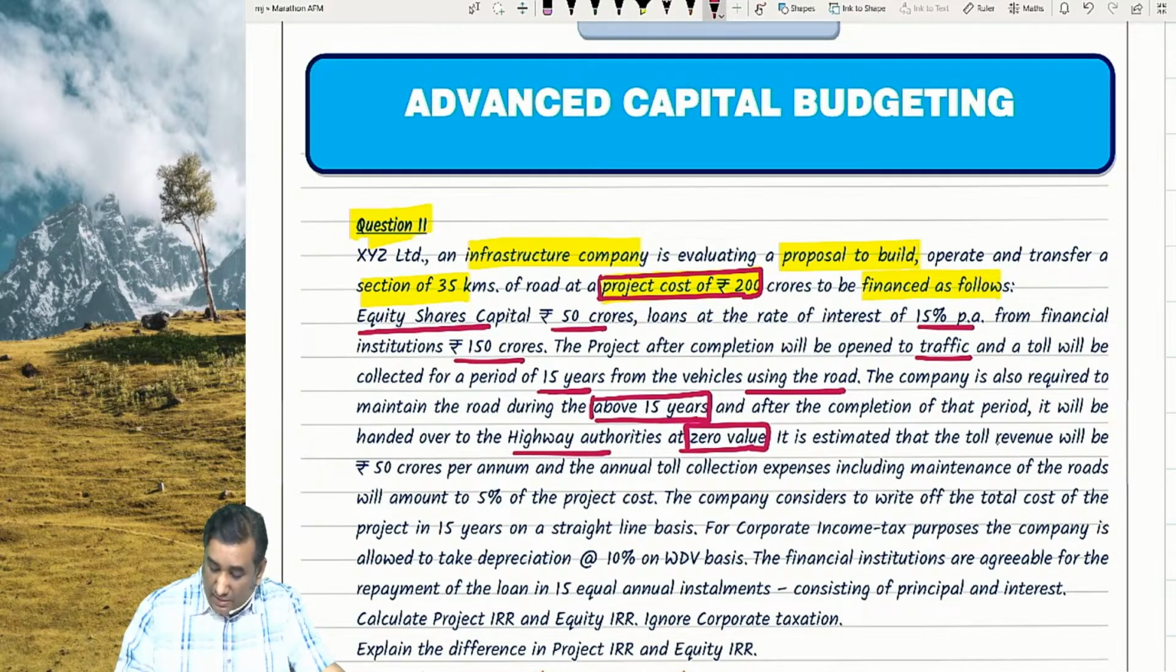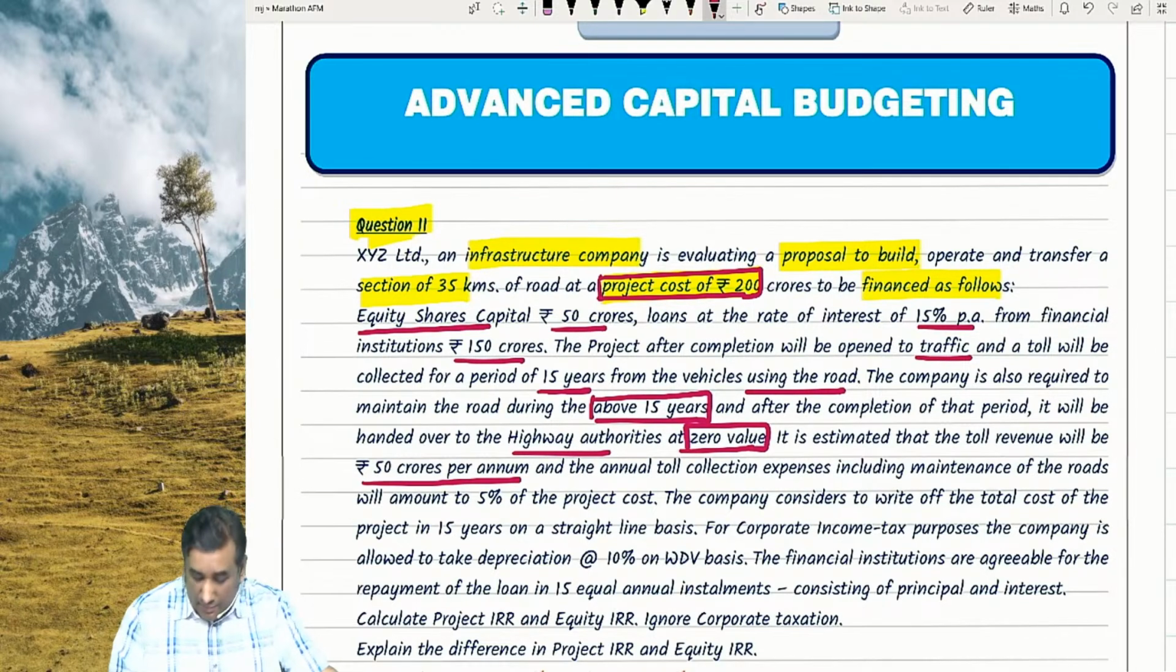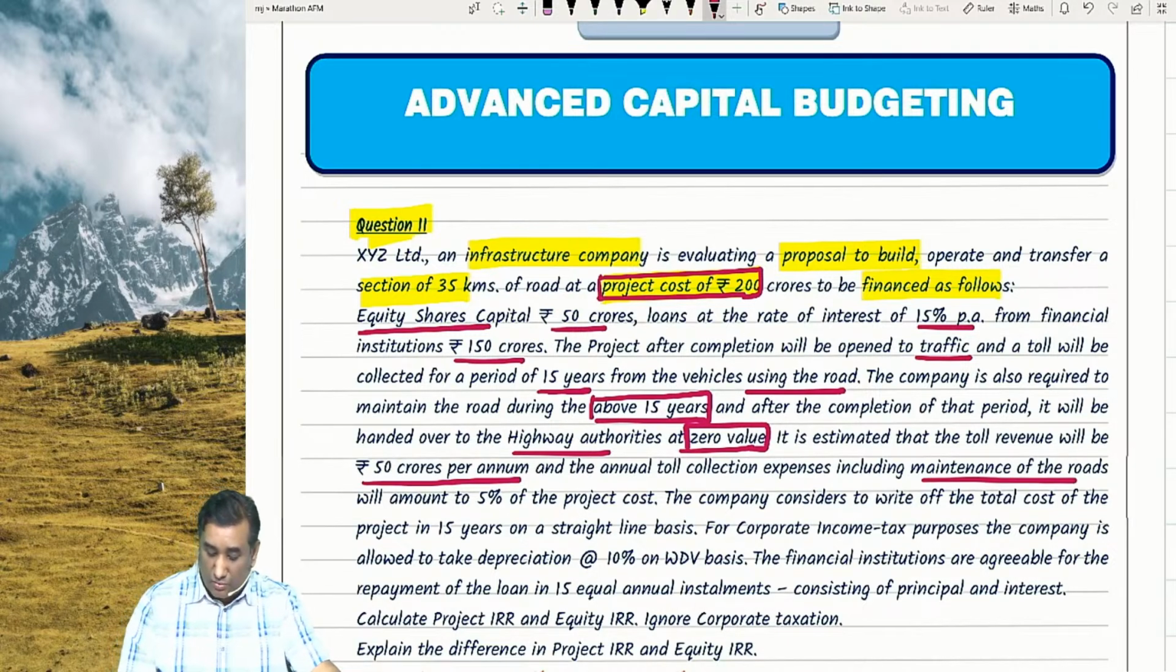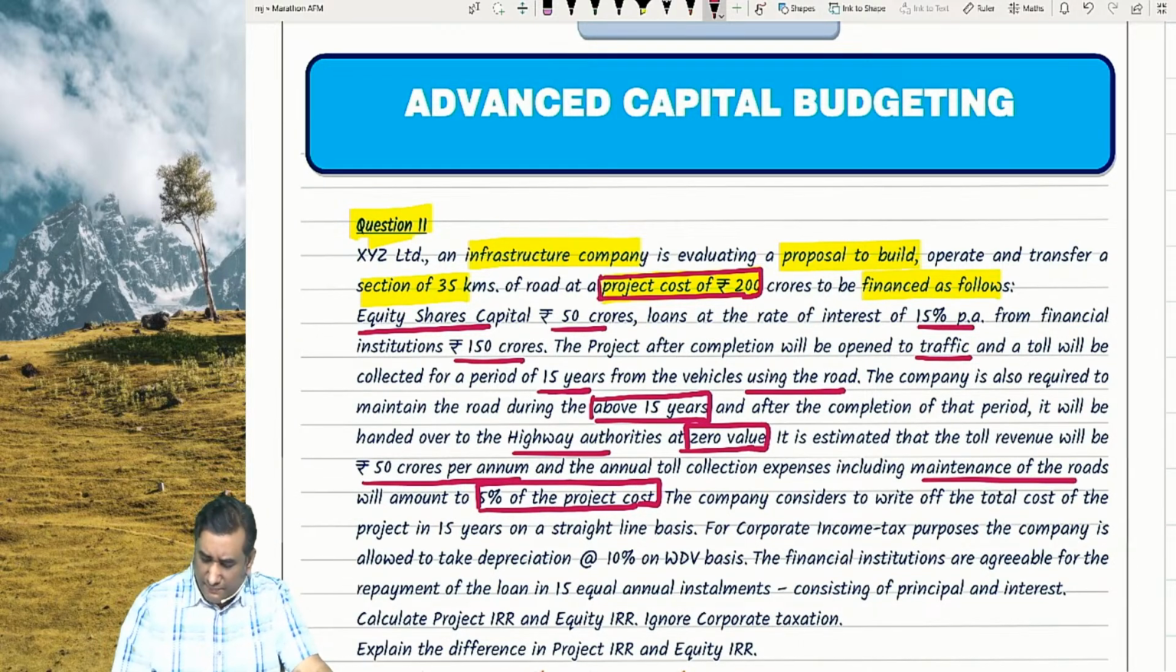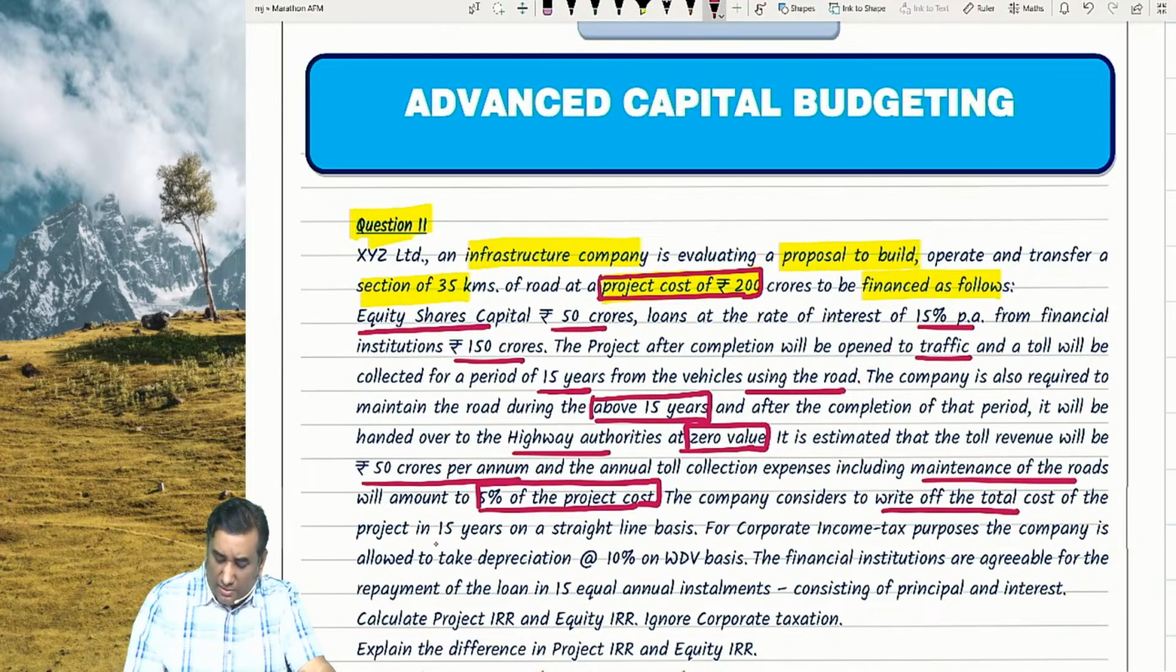It is estimated that the toll revenue will be 50 crore per annum. That's a revenue figure; now you have this, which will help in calculation of CFAT revenue. Annual toll collection expenses, including maintenance of that road, will amount to 5% of the project cost. The company considers writing off the total cost of the project in 15 years on a straight line basis.